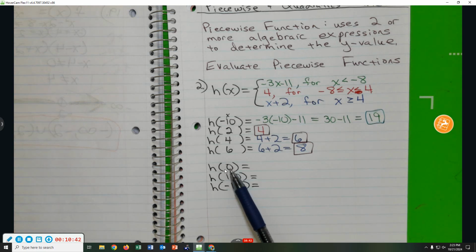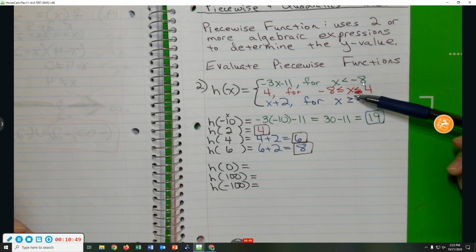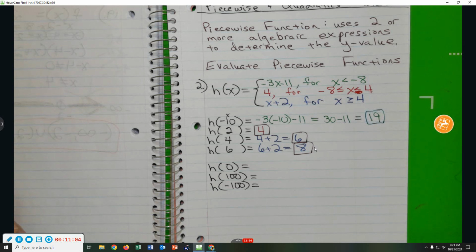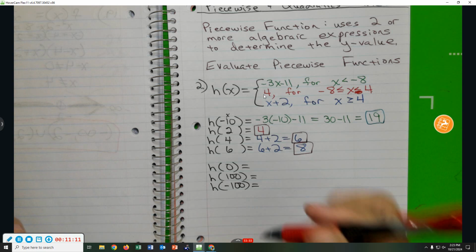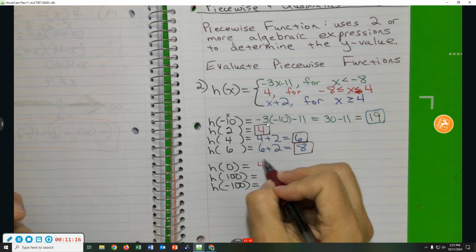H of 0, which piece would I use? Green, red, or blue? Is 0 less than negative 8? Now remember, less than negative 8 means to the left of negative 8: negative 9, negative 10, negative 11, and so forth. Or is 0 between negative 8 and positive 4? Or is 0 bigger than 4? Which one, green, red, or blue? Red again, so the y value is just that constant 4. Nothing to plug in, it's just a constant 4.